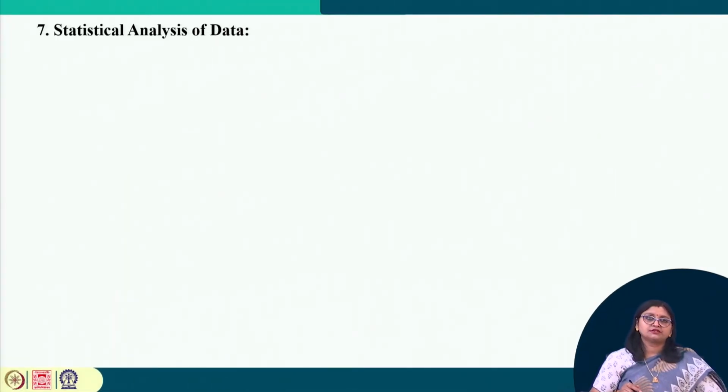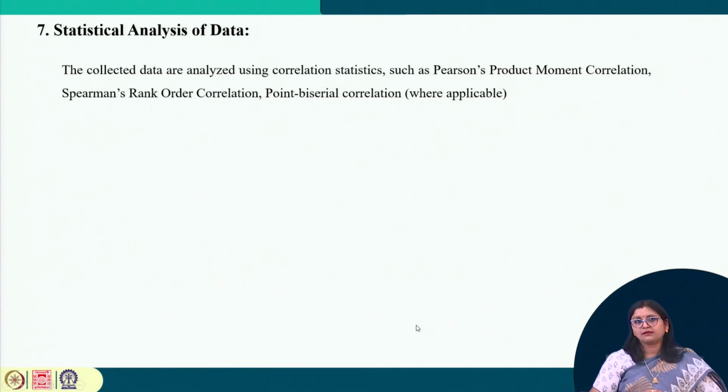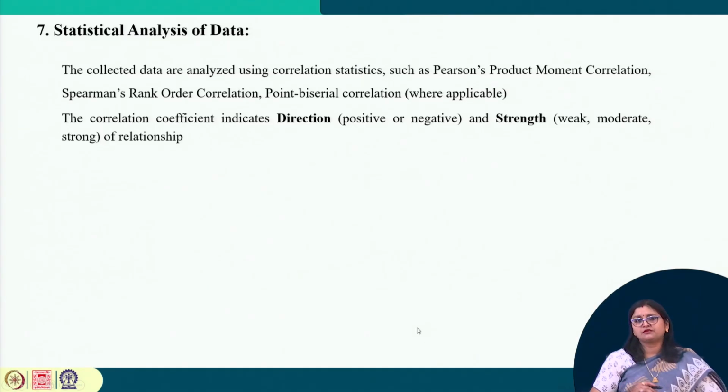The seventh step is statistical analysis of data. The collected data are analyzed using correlational statistics such as Pearson product moment correlation, Spearman's rank order correlation, point biserial, whatever type of correlation is applicable we can use. The correlation coefficient indicates the direction, positive or negative, and strength, weak, moderate or strong, of the relationship between the variables.